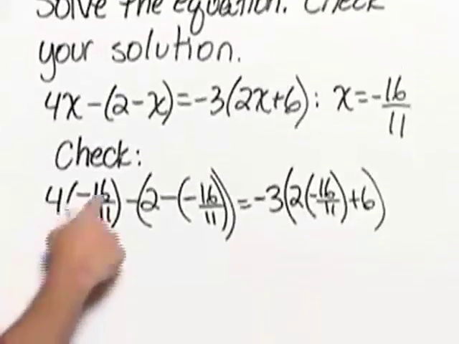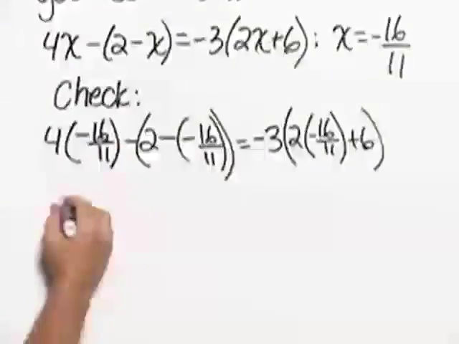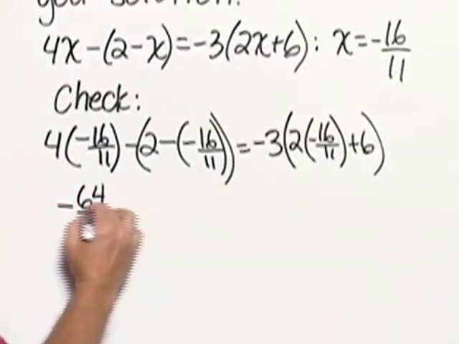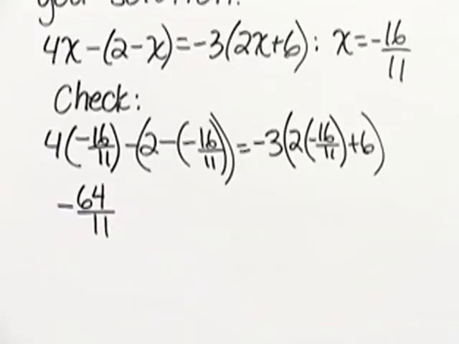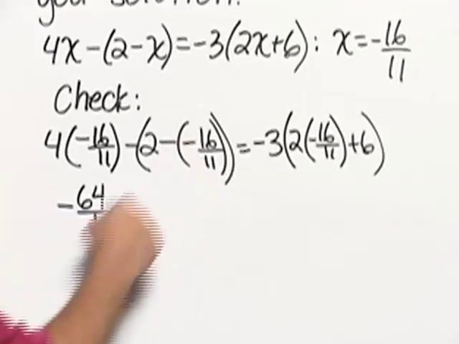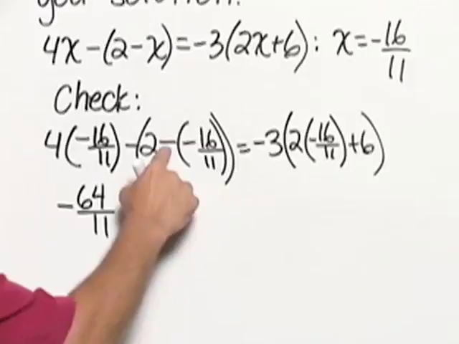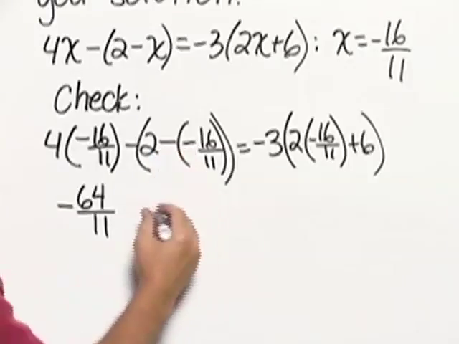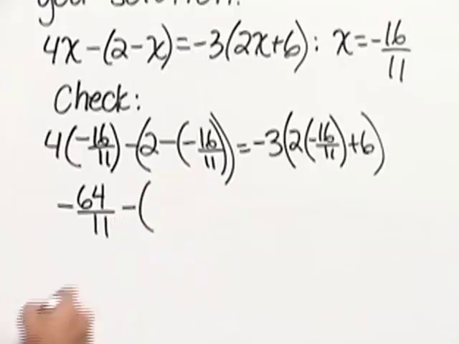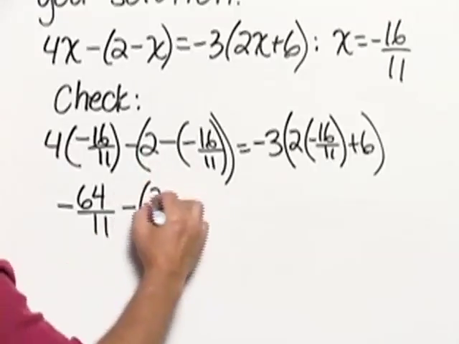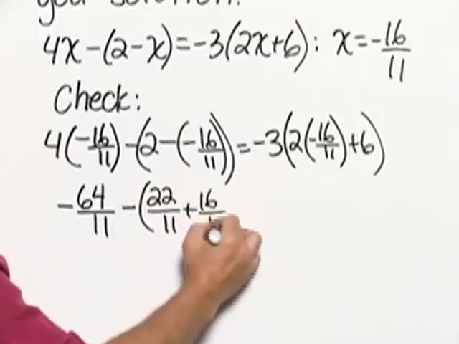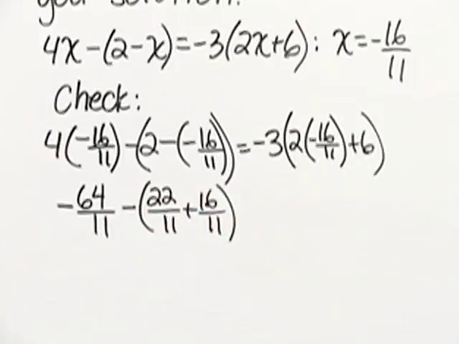Here we have 4 times -16/11. That's going to give us -64/11. Then inside the parentheses here, the minusing a negative is the same as adding a positive. So this is minus, and now I'm going to write 2 as 22/11 to show that in order to add those, they must have the same denominator of 11.